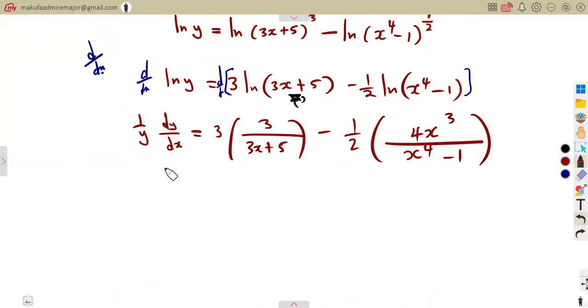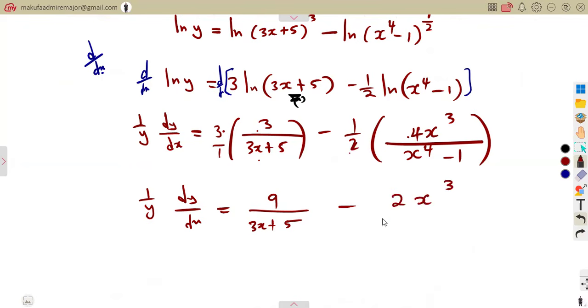With this, we can simplify further this other side. That is 1 over y dy/dx equal to 3 times 3, because this is the same as 3 over 1, so 3 times 3 is 9, over 3x + 5, minus 2x cubed over x to the exponent of 4 minus 1. The 1 over 2 cancels with this one, so it was going to be a 2.